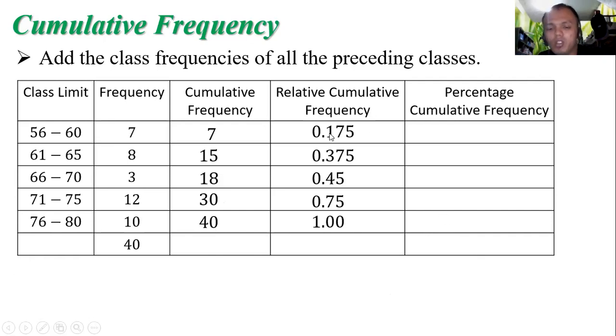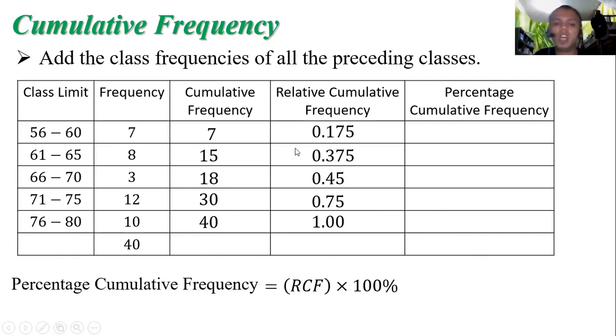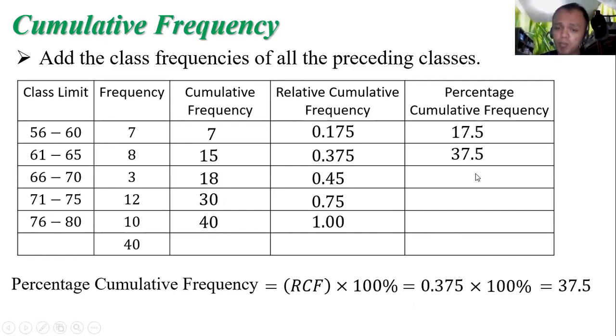Then for the percentage, it is the same, times 100. RCF, or relative cumulative frequency: we multiply each by 100. 0.175 times 100 is 17.5, or simply move the decimal point 2 places to the right to make it a percentage. 0.375 times 100 is 37.5. 0.45 times 100 is 45. 0.75 times 100 is 75. 1 times 100 is 100.